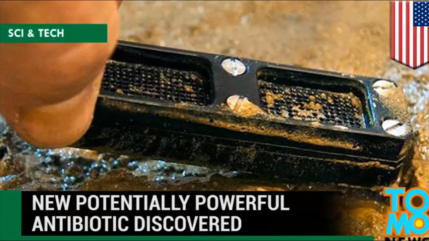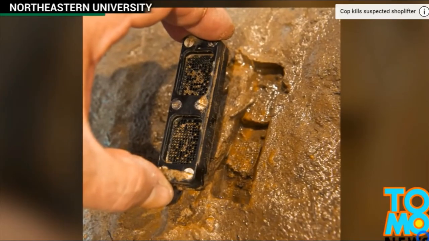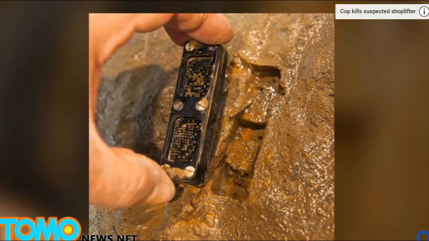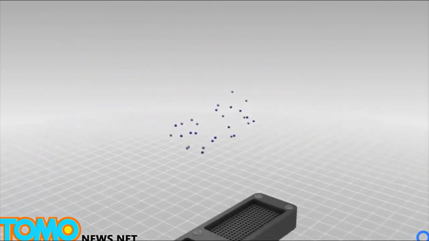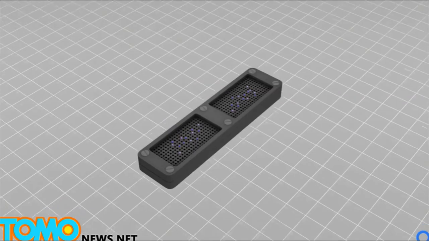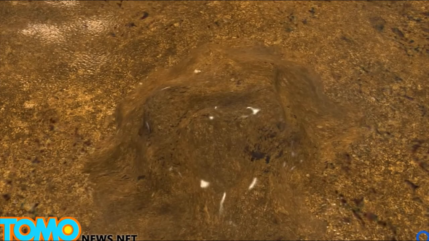New potentially powerful antibiotic discovered. U.S. scientists have discovered a new class of antibiotic known as Taxobactin after screening 10,000 bacterial strains from soil. In discovering a new antibiotic, scientists filled a device containing several hundred dotted chambers with cells from different bacteria. The device, known as an I-chip, is then placed in soil to allow the bacteria to grow.